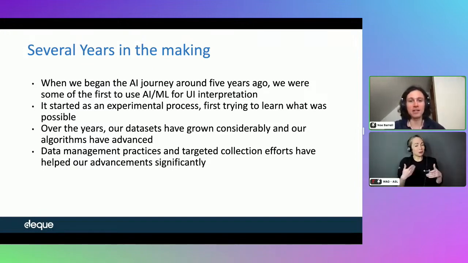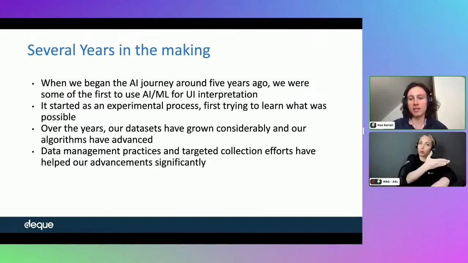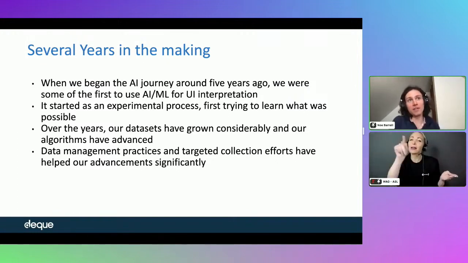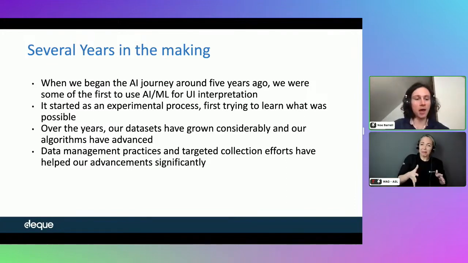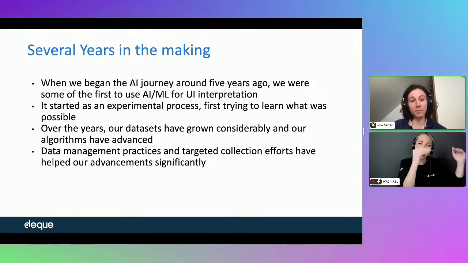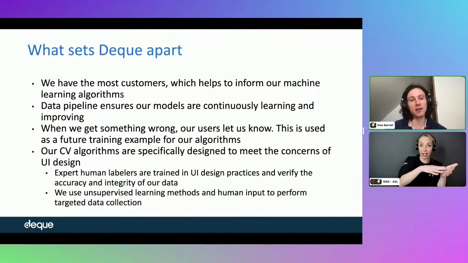But over the years, our data sets have grown considerably, and our algorithms have advanced to the point where now machine learning is shaking up the way that we think about accessibility testing. And also our data management practices and targeted collection efforts have helped our advancements significantly. So over the years, we've gone from just a very experimental, basic approach to very complicated approaches that actually help and see real results in accessibility testing. Machine learning is real, and it's here, and it's going to change the way that we think about accessibility testing, and we've been working on it for years here at Deque.